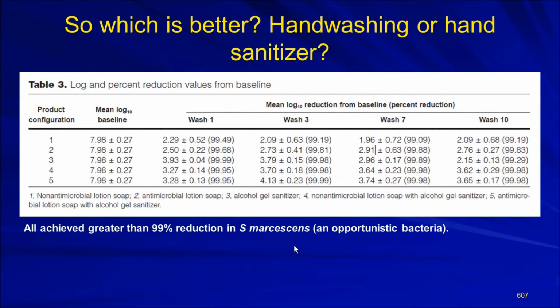So then we must ask ourselves, which is better? Is hand washing or hand sanitizer better? And I think that this graph here really shows the difference between the two.